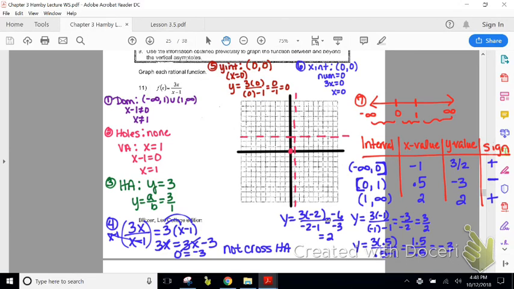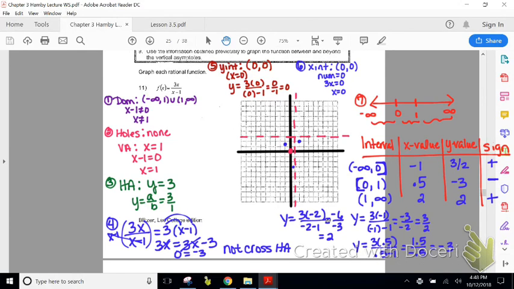So what I did there is now I've got some other points that I can graph to help me. So I've got negative 1 and 3/2. I've got 0.5 and negative 3. And I've got 2 and 2. Was that right? 2, 2. Did I mess up? I might have.